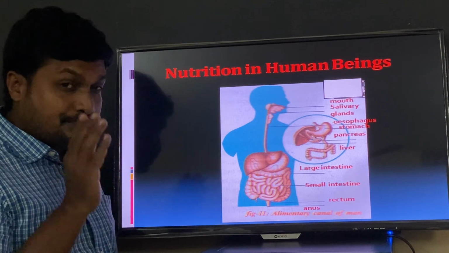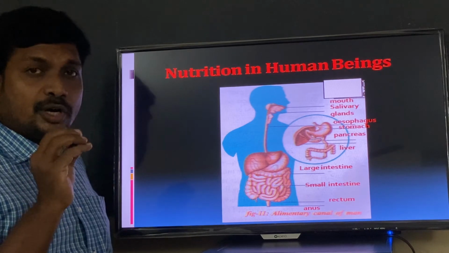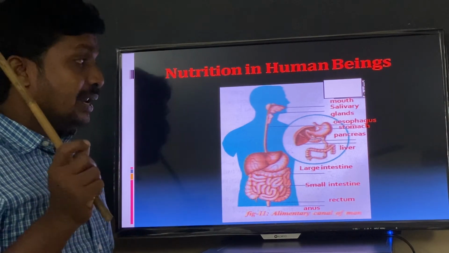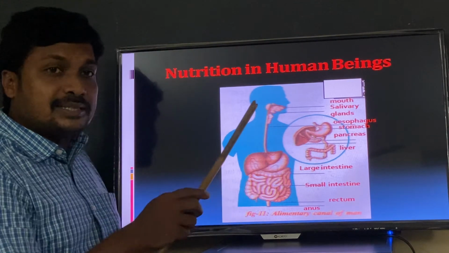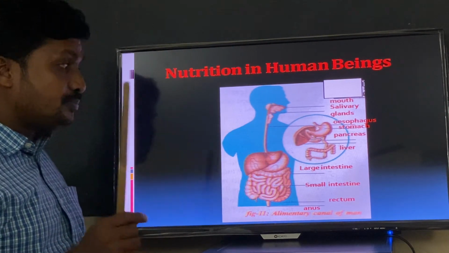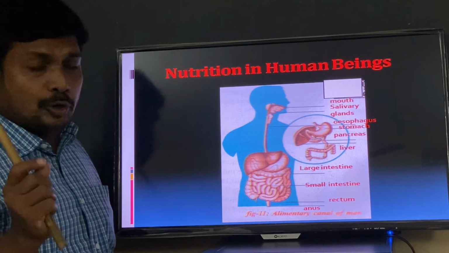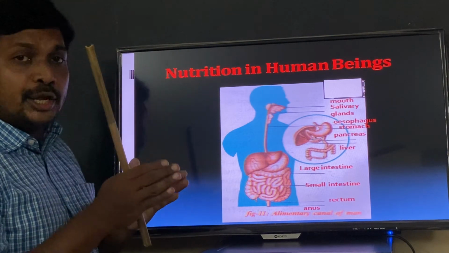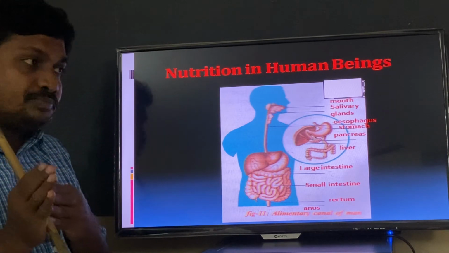Trypsin, keep it in mind. Trypsin released from pancreas as pancreatic juice converts proteins into peptones. Amylase converts complex carbohydrates into maltose, a simple one.